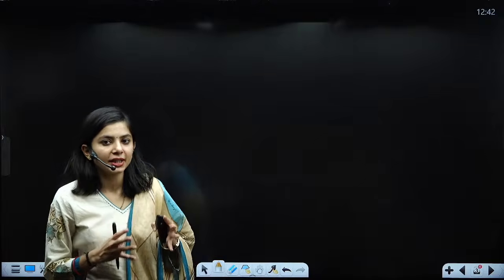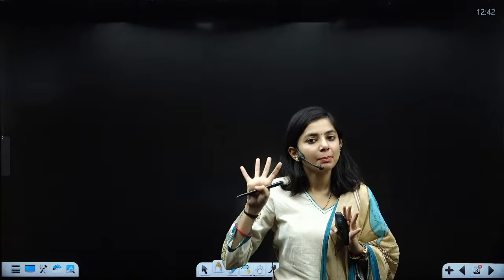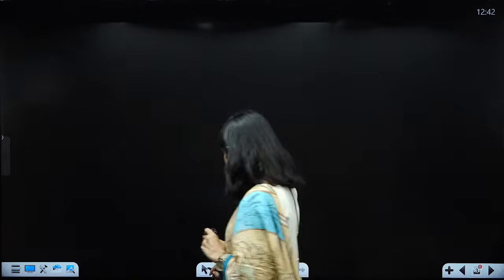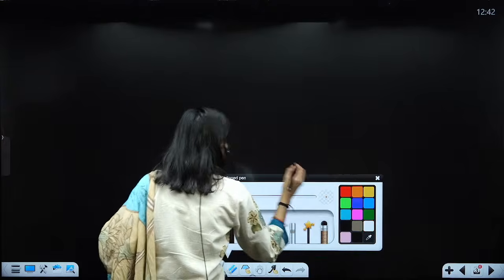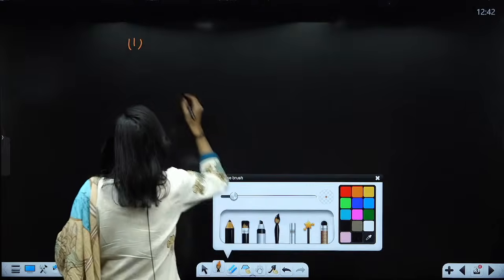As you know already, there are 4 components in each and every class, which is going to be a revision class. So we are going to specify 4 basic things. The first thing related to the session is going to be PYQ trend analysis.